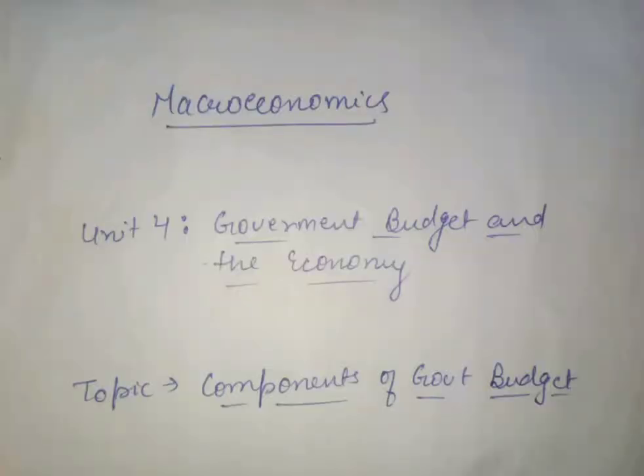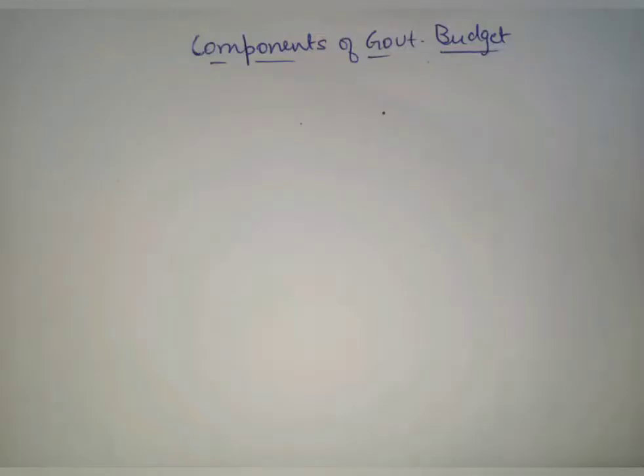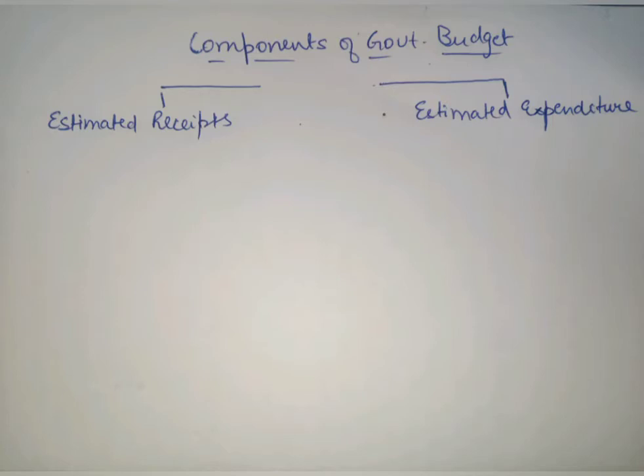In this video we'll be studying what the different components of the government budget are, which forms part of Unit 4, Government Budget and the Economy, Macroeconomics, Class 12th. Components of the government budget. Just like any other budget, government budget also has majorly two components, that is the receipt side and the expenditure side. These two sides are estimated receipts and estimated expenditure. The word estimated is used because budget is always a futuristic approach. It is done for the future and it is a plan.